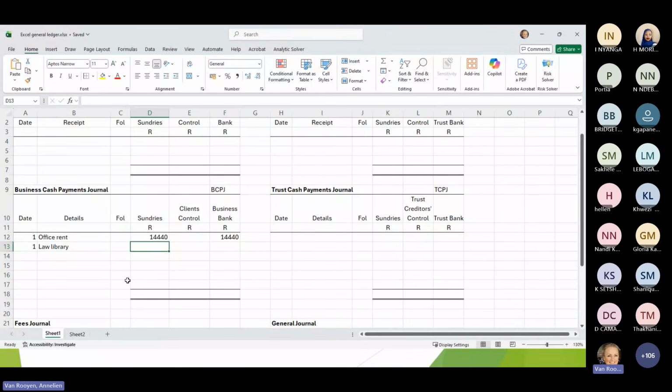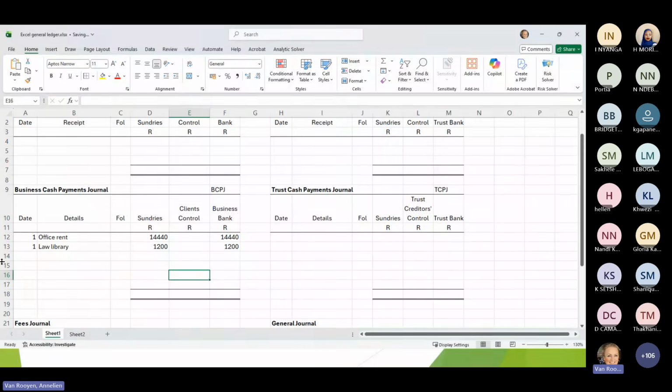And the amount is 2,200. Okay. Is it in the general journal? No, because it's cash. Okay. Purchased by EFT.